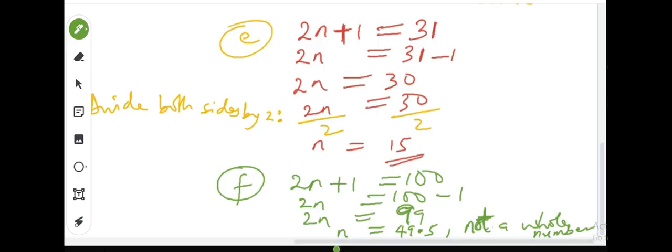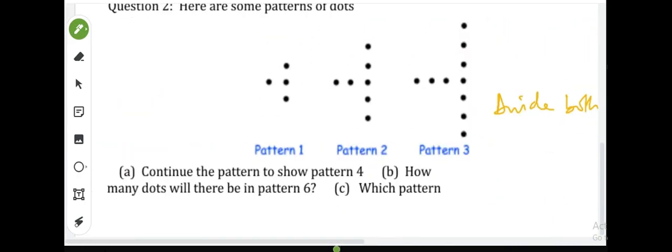So it can't work. Now that's the same thing we are asked to do here. It says continue the pattern to show pattern 4. The first pattern: 1, 2, 3, 4. This one has 4. The second one: 1, 2, 3, 4, 5, 6, 7. This has 7. The third one: 1, 2, 3, 4, 5, 6, 7, 8, 9, 10. Let me count again. 1, 2, 3, 4, 5, 6, 7, 8, 9, 10. This has 10.